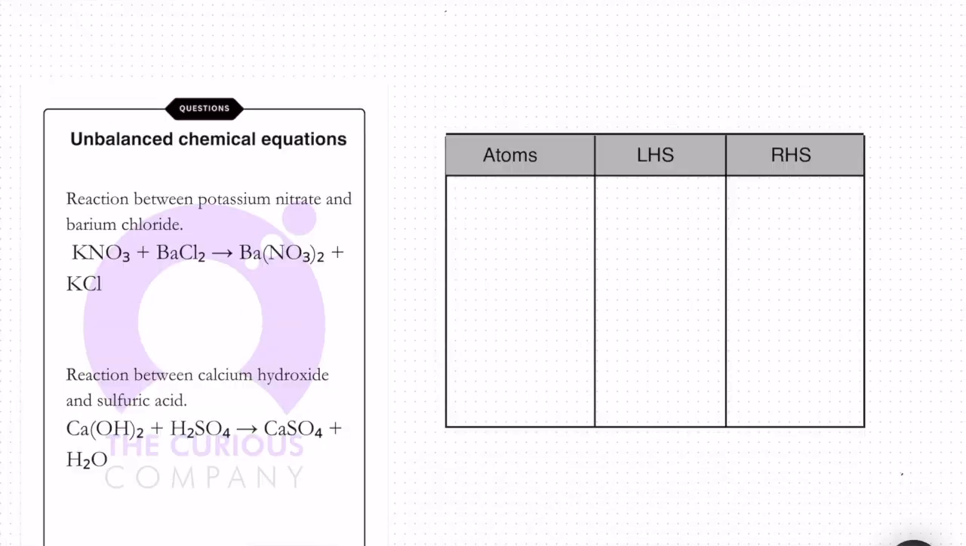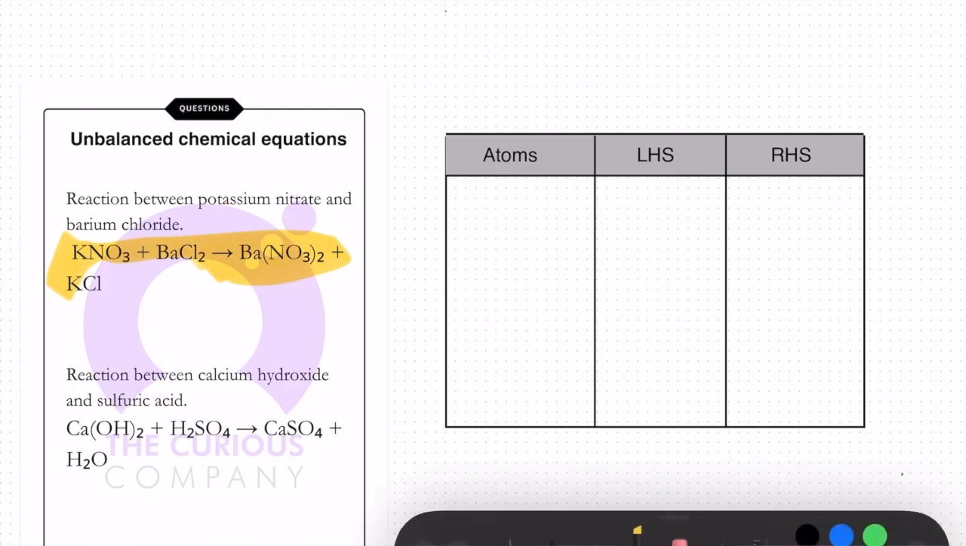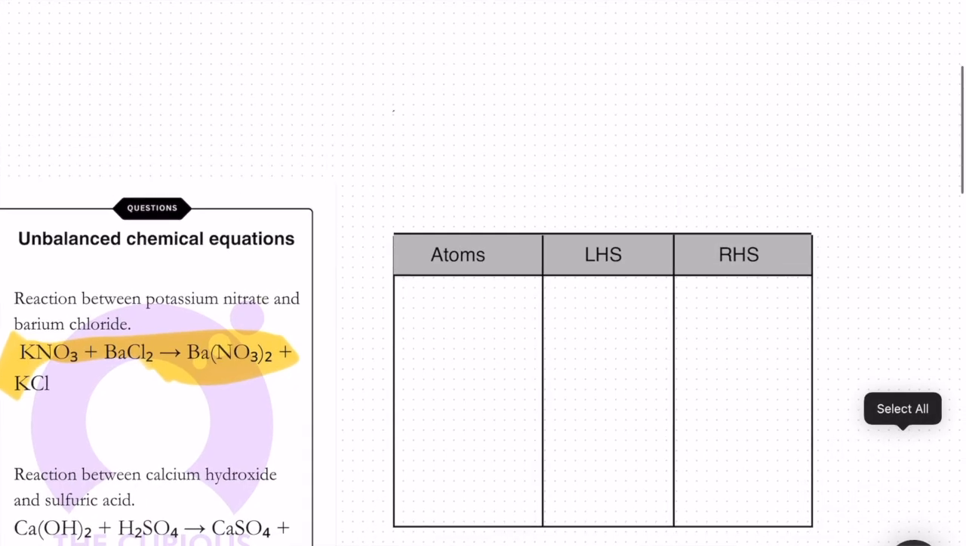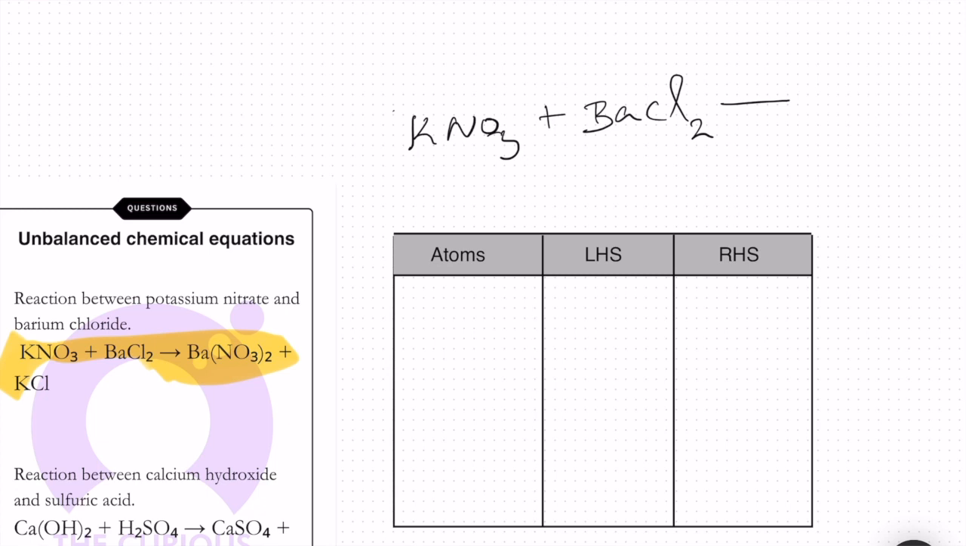Let's consider the reaction between potassium nitrate and barium chloride, which gives rise to barium nitrate and potassium chloride. Right. So let's write down the equation here. Potassium nitrate plus barium chloride.